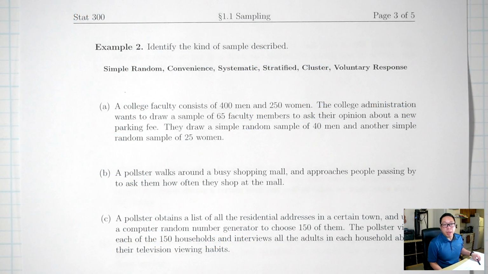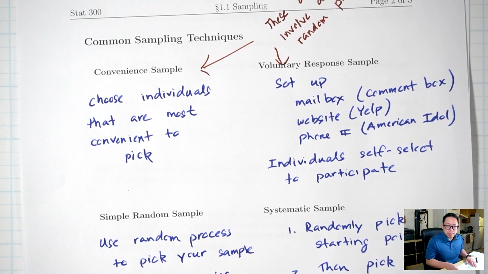Example 2. Identify the kind of sample described. Part A. A college faculty consists of 400 men and 250 women. The college administration wants to draw a sample of 65 faculty members to ask their opinion about a new parking fee. They draw a simple random sample of 40 men and another simple random sample of 25 women. What type of sample is this? Now here's a hint. Just because it says simple random sample doesn't mean that it's a simple random sample. It probably isn't. Okay, so let's go back and look at these descriptions.